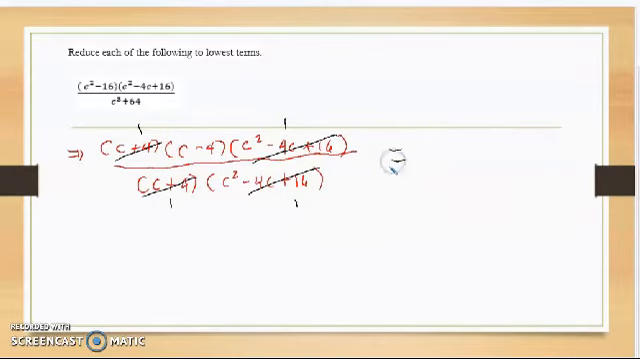And then, multiply all remaining factors. So that is 1 times c minus 4 times 1, which is c minus 4. Then in the denominator, 1 times 1 equals 1, so the answer is simply c minus 4.